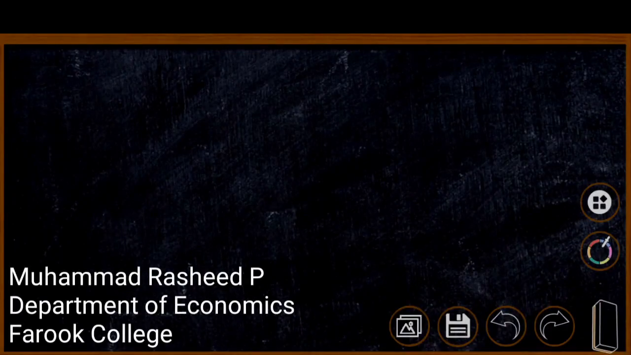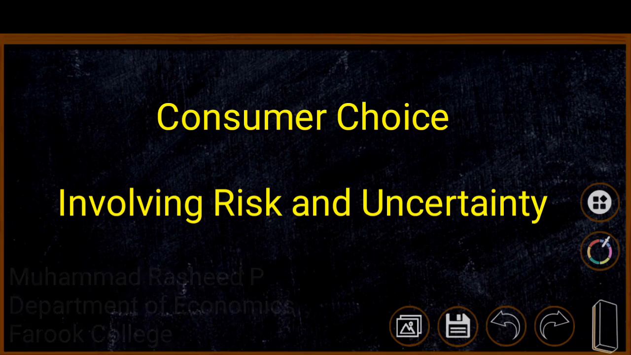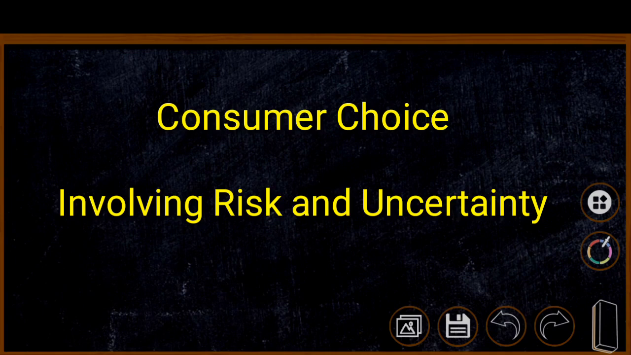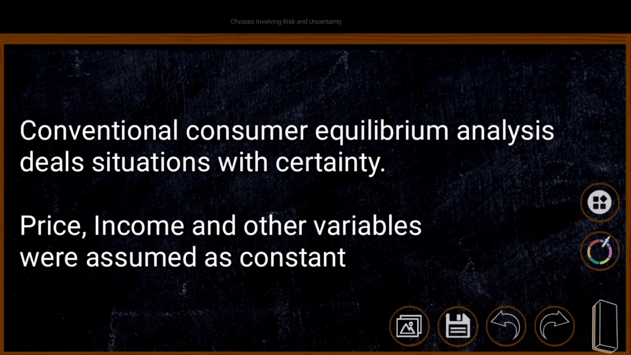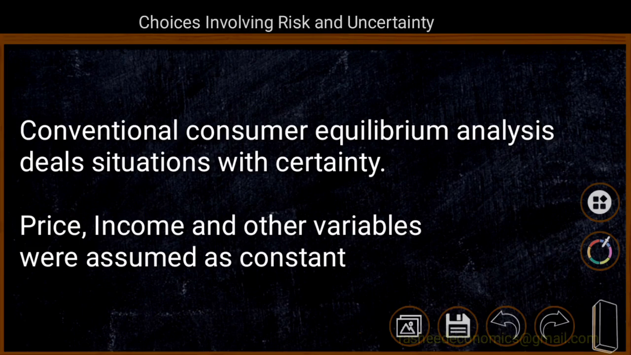Hello students, in this video we are going to learn about consumer choices involving risk and uncertainty. In conventional consumer equilibrium analysis, variables such as price, income, etc. are assumed to be constant, and the consumption pattern was dealing with certainty.